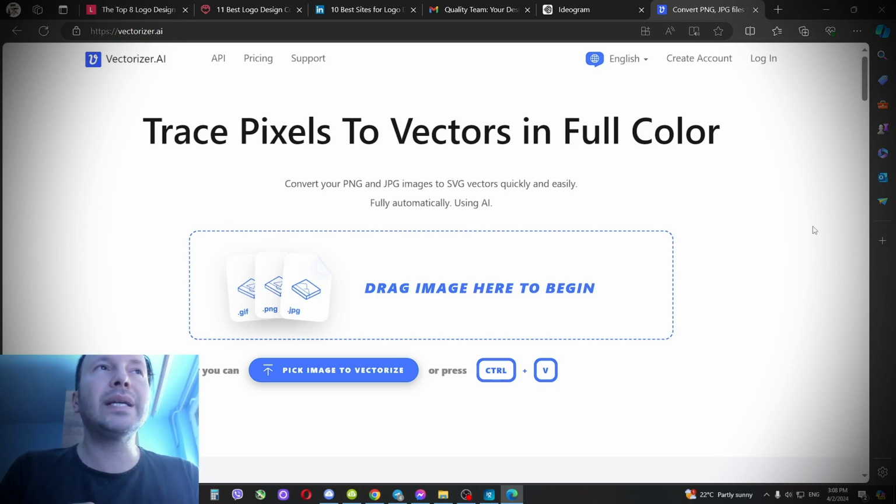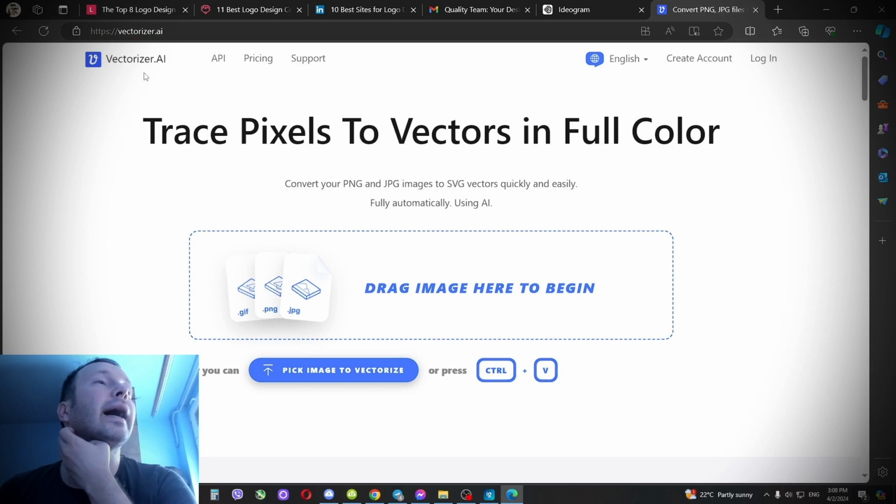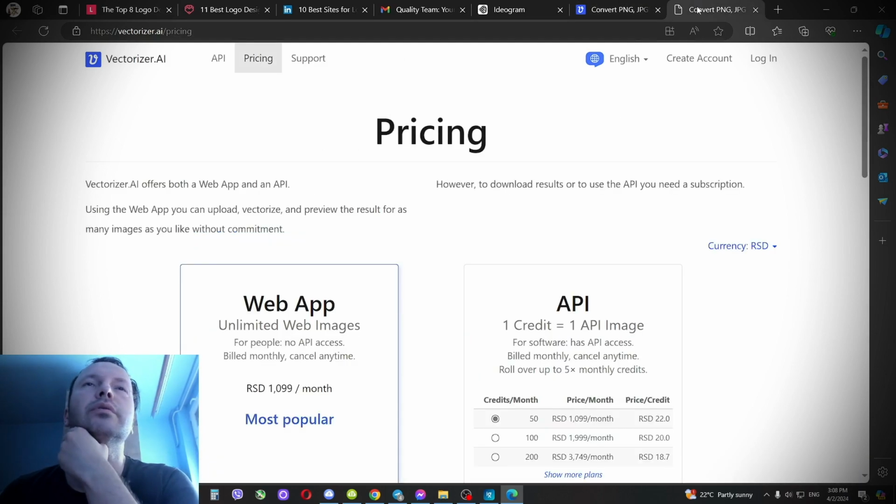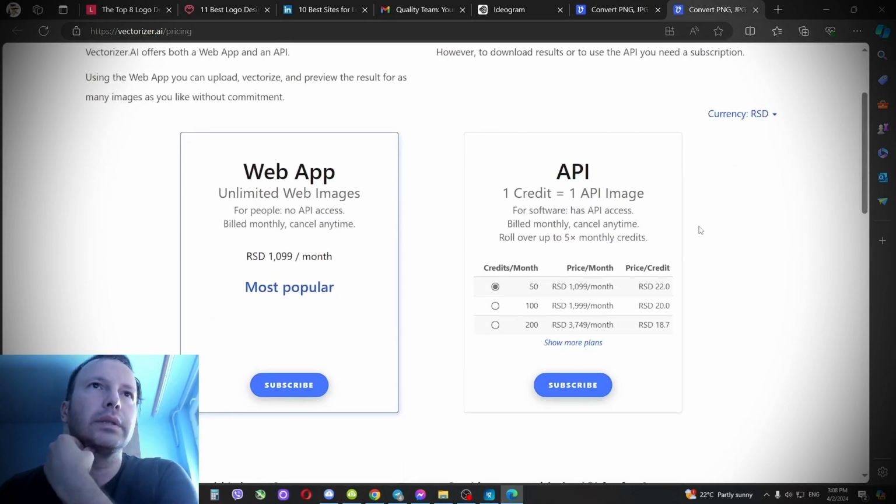In the past I was working in Adobe Illustrator, and I was doing logos like that. But you can use this website. I think it's the best. I watched a lot of comparisons on YouTube, and I figured it out. At the moment this is really the best one. But the downside of this Vectorizer AI is you need to pay for it, and I think it's not very cheap.